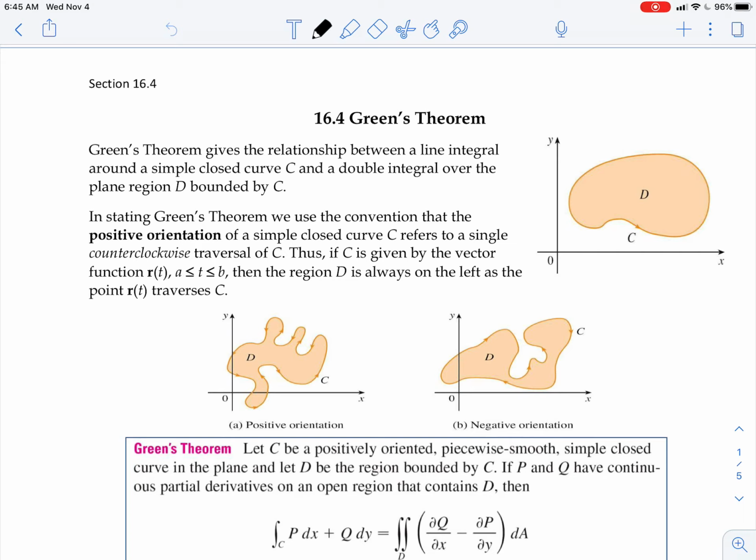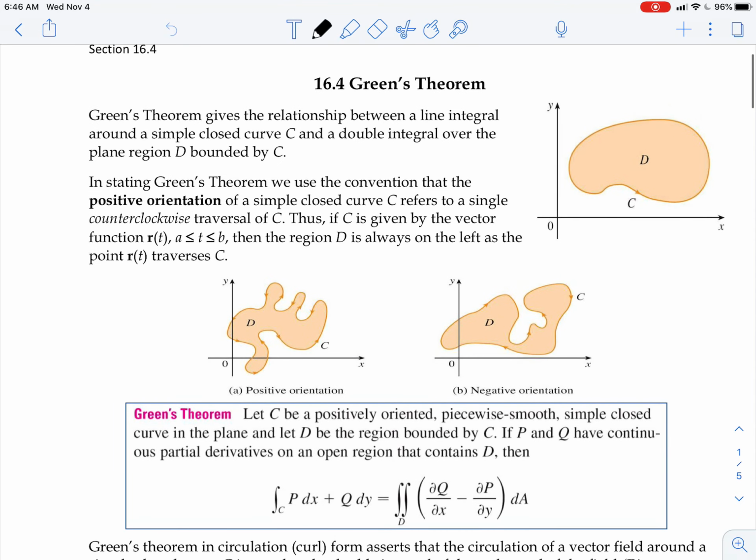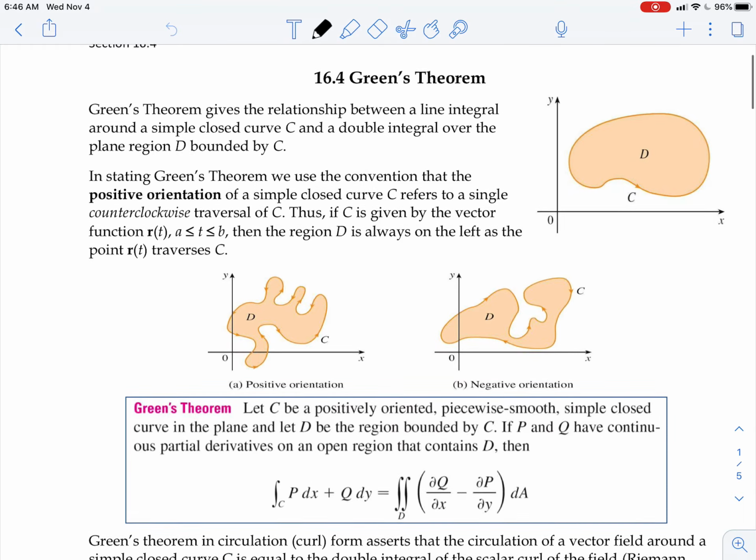What we're going to talk about today is 16.4, Green's theorem. Green's theorem gives the relationship between a line integral around a simple closed curve C and a double integral over the plane region D bounded by C. So what Green's theorem is going to allow us to do is find the line integral over a simple closed curve C, and makes our work quite a bit easier. Let me just read through this and then I'll explain if there's anything else.